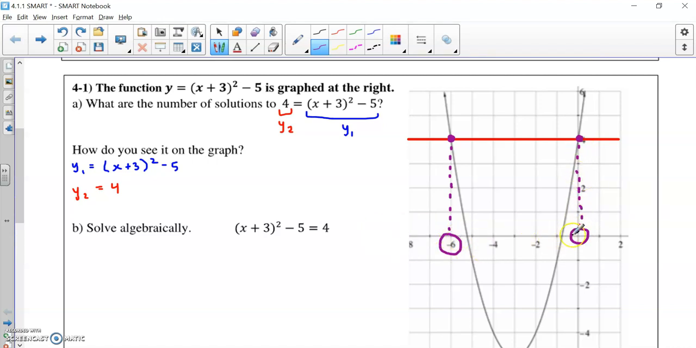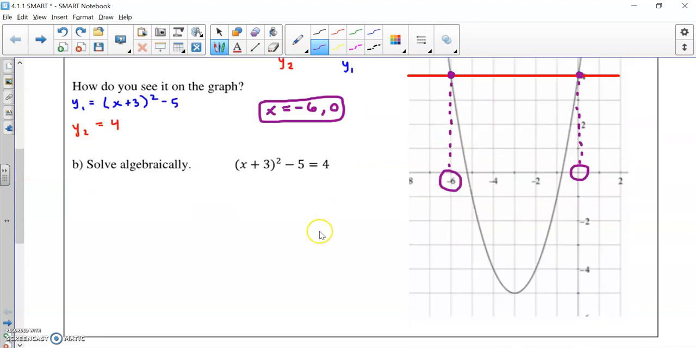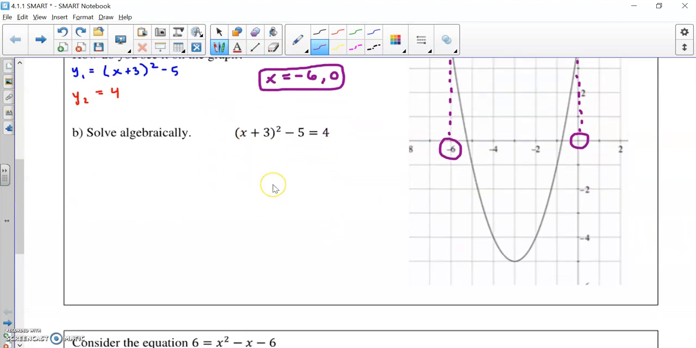So at -6 and 0, we can say that those two equations will be equal to each other because those are the points where they share y values, okay?